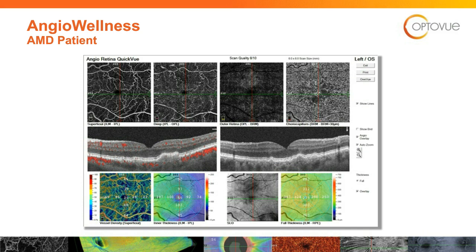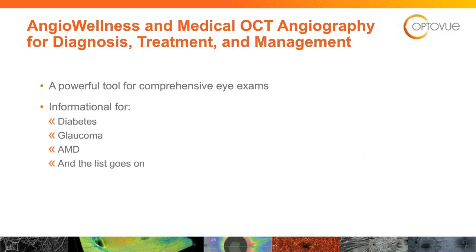And again, we can follow this patient within our practice. We don't have to send it as a referral. We get them on the proper vitamin therapy, get them an Amsler grid, and follow them back in an appropriate time. So angio wellness is great in the practice. We use it again on the wellness side. It's great for medical. Again, diabetes, glaucoma, macular degeneration, and that list goes on.